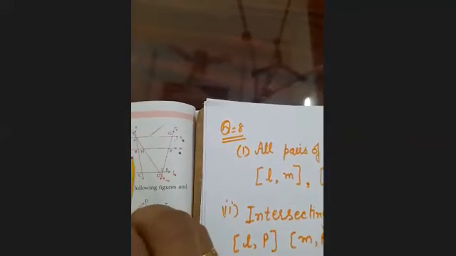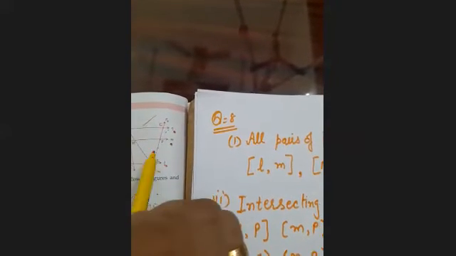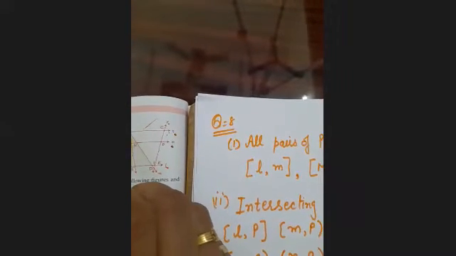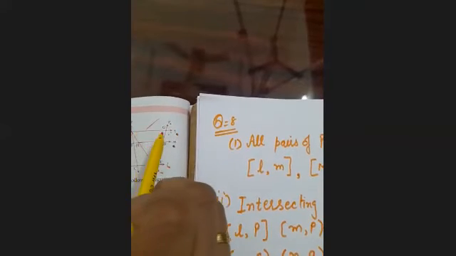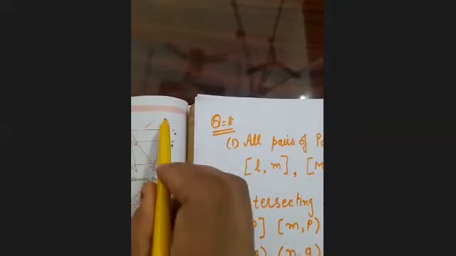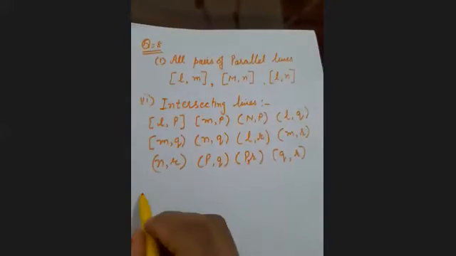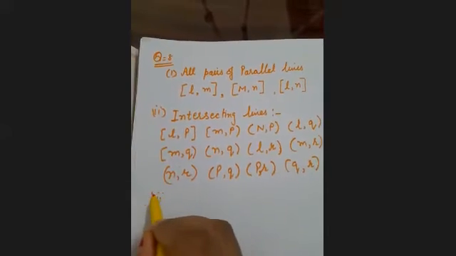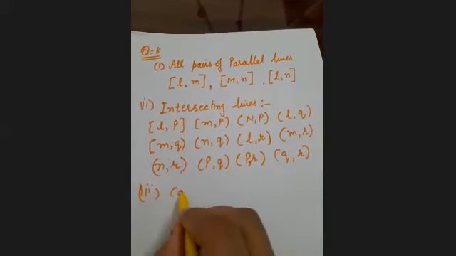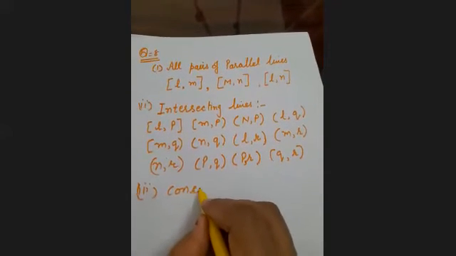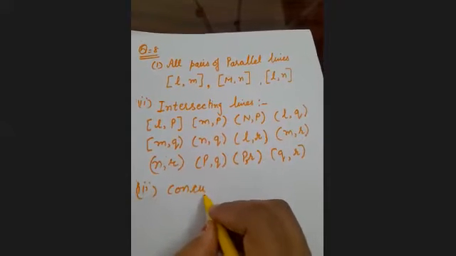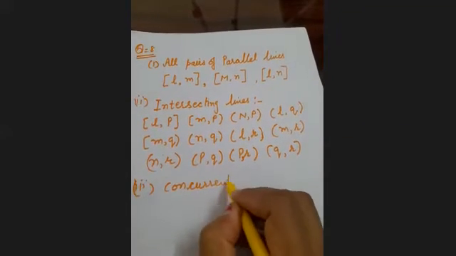Dear students, next is concurrent lines. Concurrent lines are N, R, and P. N, this one. R, this line, and P, this.